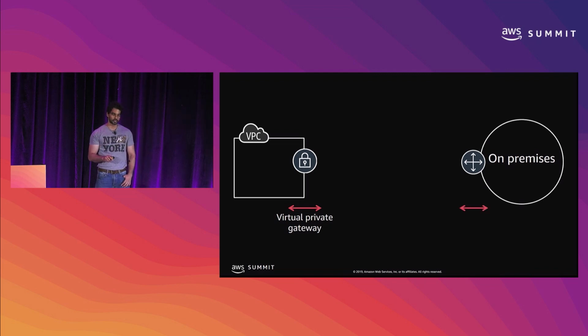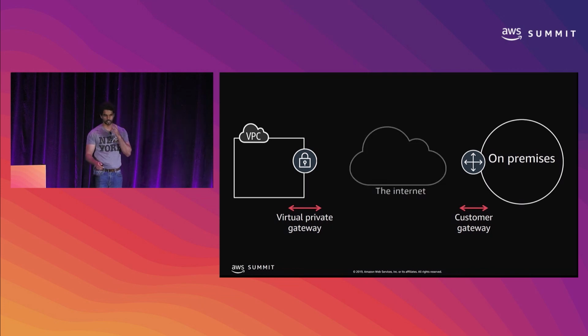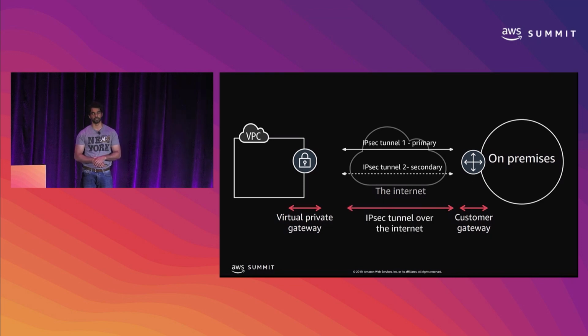At your end, you have a customer gateway. It's just a representation of a VPN termination device in your data center. And you create an IPsec tunnel between them. So this is an IPsec tunnel over the internet between the virtual private gateway and your on-premises network. You see we have two tunnels there. That's for high availability. When you create a VPN endpoint at the AWS end, we give out two IP addresses in different availability zones for HA. So you need to create two VPN tunnels.